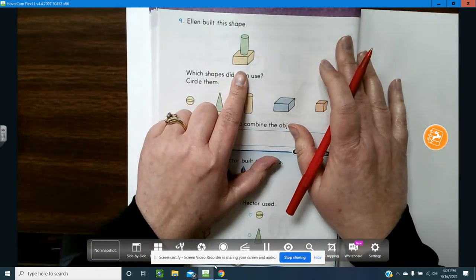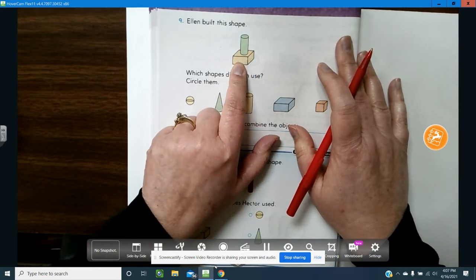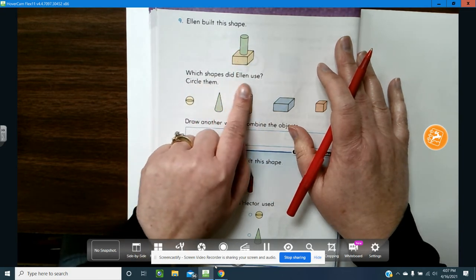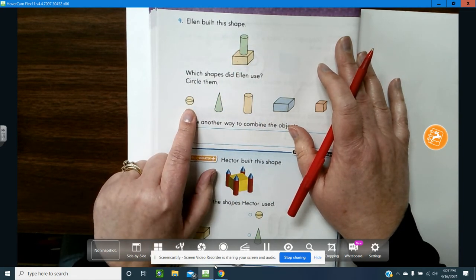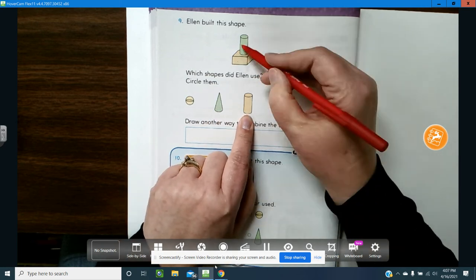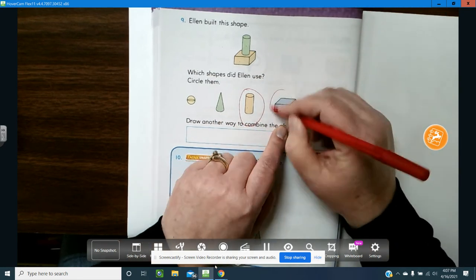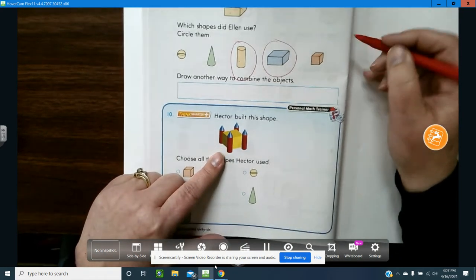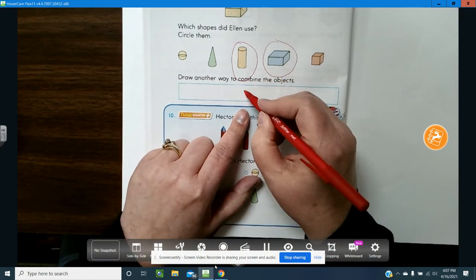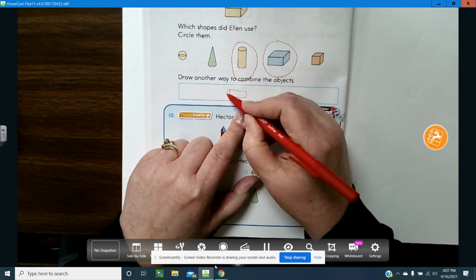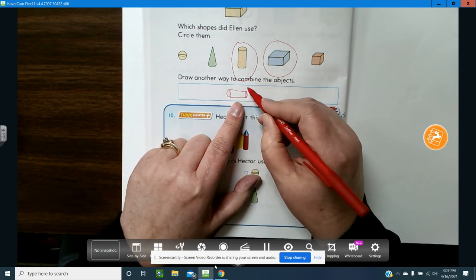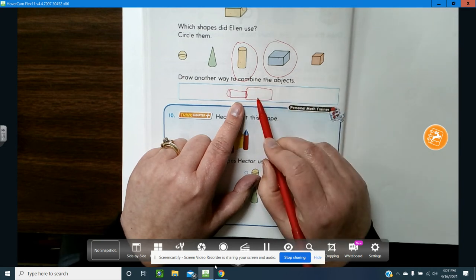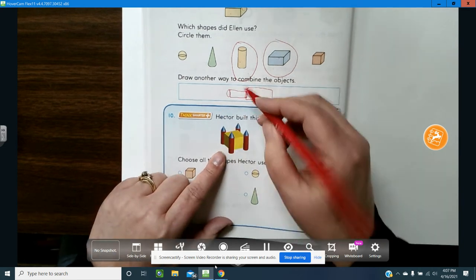Number 9, Alan built this shape with a rectangular prism and a cylinder. Which shapes did Alan use? No spheres, no cones. There's a cylinder, and here's a rectangular prism. He didn't use any cubes. How else could we put these together? That's right. We might put a cylinder next to the rectangular prism. And you could just draw it just like this, boys and girls, and I would know what you were doing.